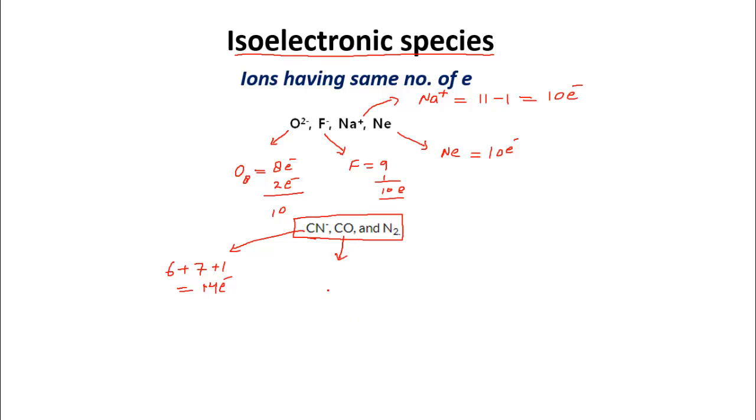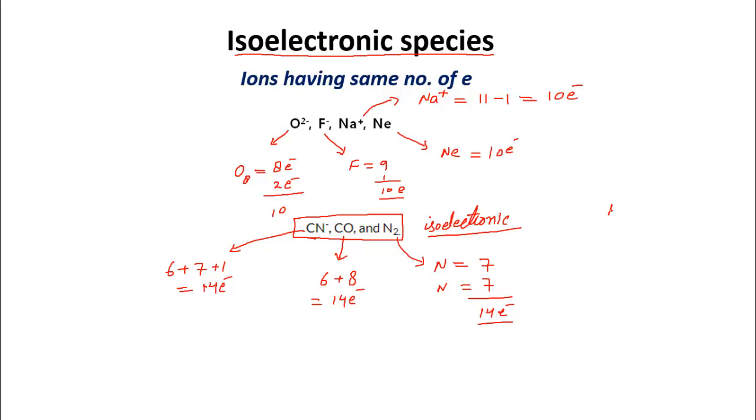Now what about carbon monoxide? Carbon with atomic number 6 has 6 electrons and oxygen with atomic number 8 has 8 electrons. The total number of electrons is again 14. The N2 molecule has 2 nitrogen atoms, right? Each nitrogen has 7 electrons, so the total number of electrons is 14 here. Again, these 3 species are isoelectronic because they have the same number of electrons.